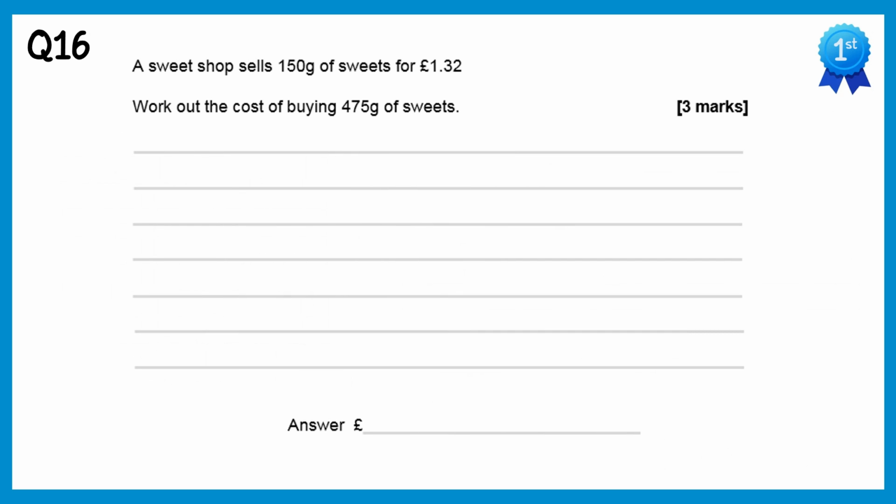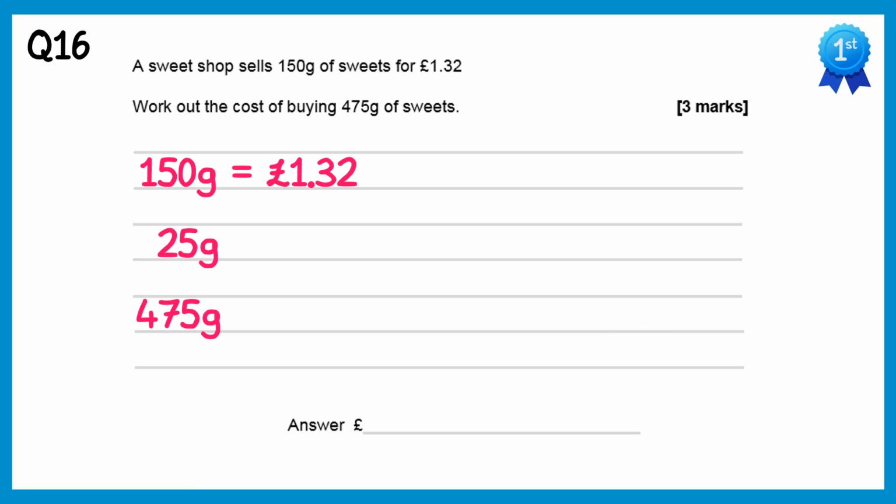For this question, we're told 150 grams costs £1.32, but we need to find 475 grams. I find the easiest way to do this question is to find a stepping stone in the middle, a number that goes into both 150 and 475, and I've spotted 25. You could use any number that goes into both of these, you could even use 1 gram if you wanted to. So how would you get from 150 grams to 25 grams?